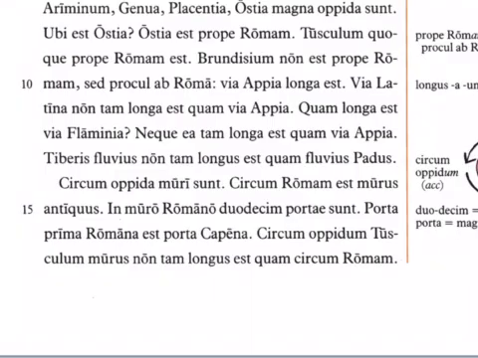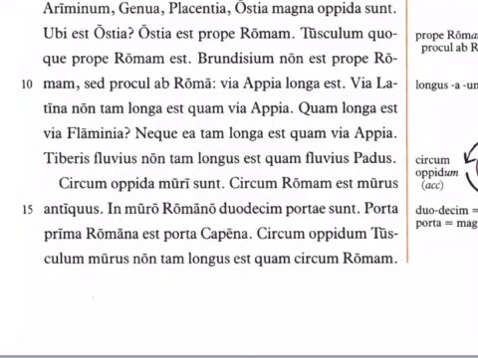In muro Romano duodecim portae sunt. In the Roman wall there are 12 gates. Porta prima Romana est porta Capena. The first Roman gate is the Porta Capena. So the 12 gates were numbered, and they decided to start numbering with what they considered to be the most important gate, and that would be the Via Appia's gate, because the Via Appia, or Appian Way, was the oldest and in many ways most distinguished of the Roman roads. So they started numbering the gates from that one.